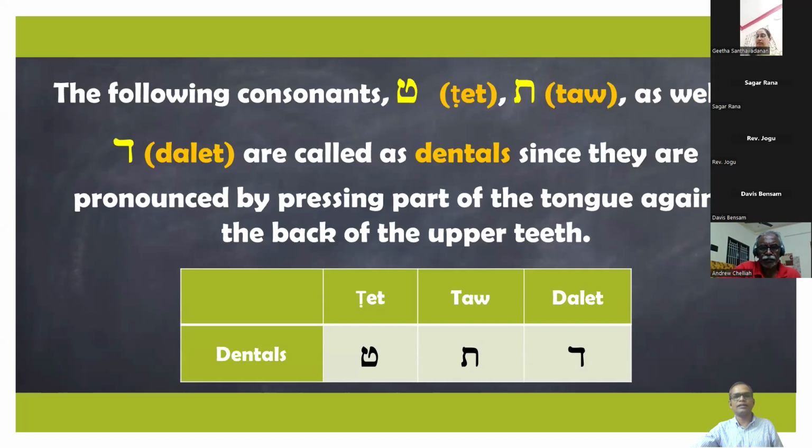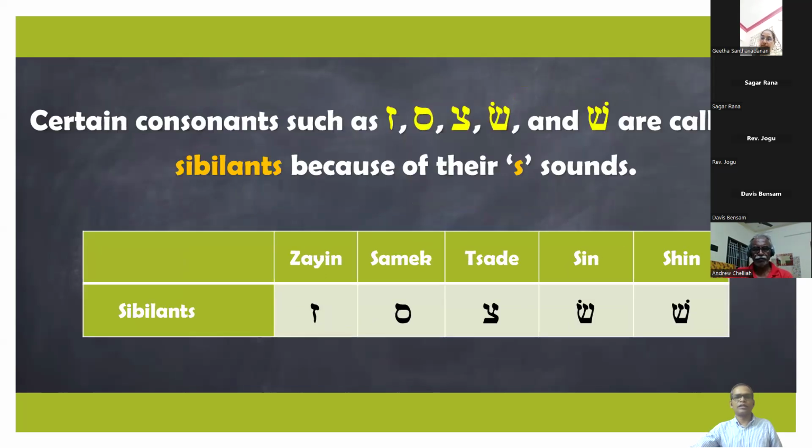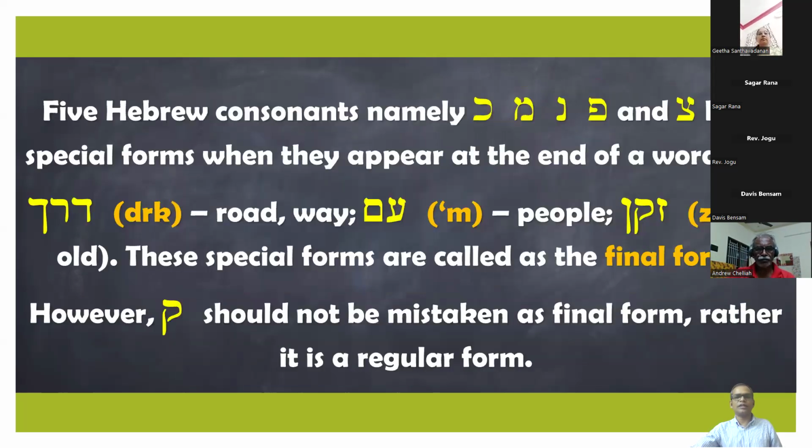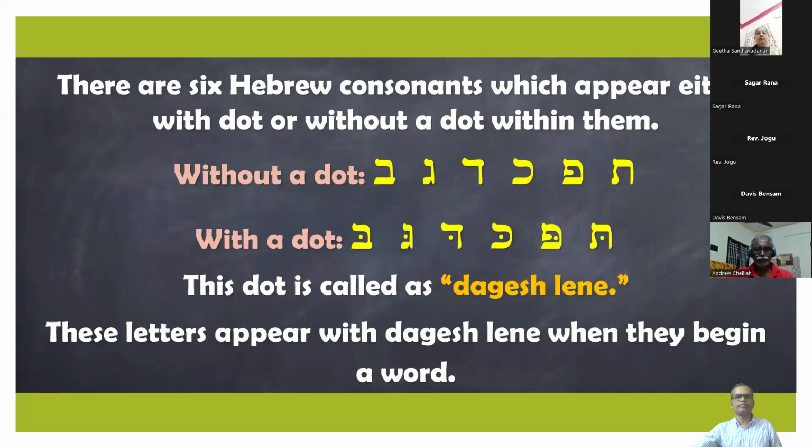And the last category is dentals, where somewhere the tongue touches the teeth, like Tet, Tau, Dalat. So these are called dentals. Okay, all right. So this categorization we have to keep in mind.